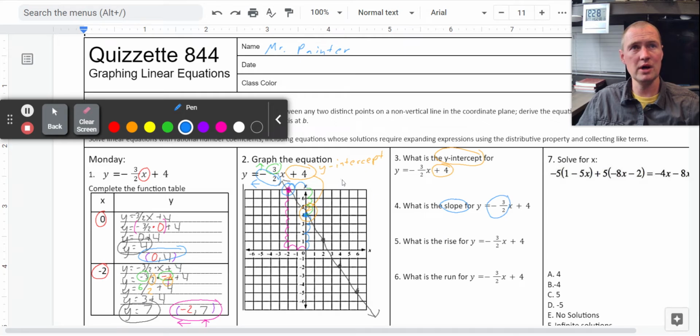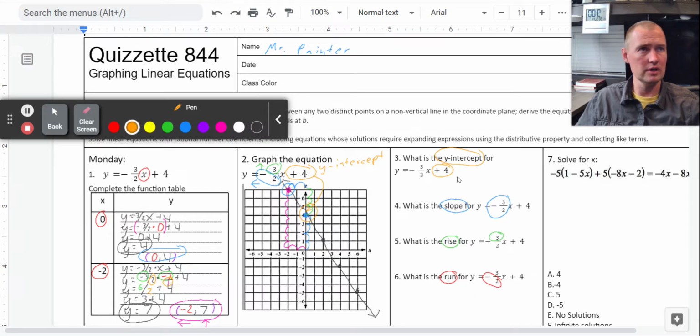And the rise is part of the slope. So the rise was the 3. So the rise is the 3 here. And finally, the run is going to be your denominator of the fraction. In this case, it's going to be -2.